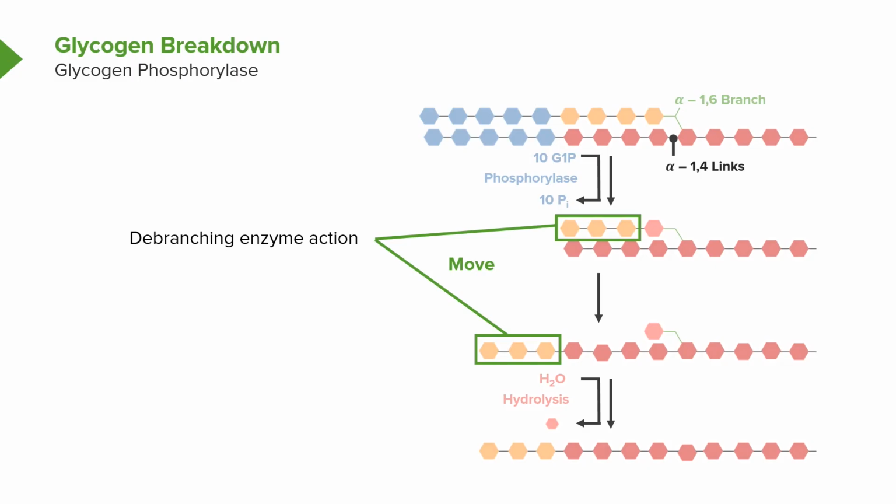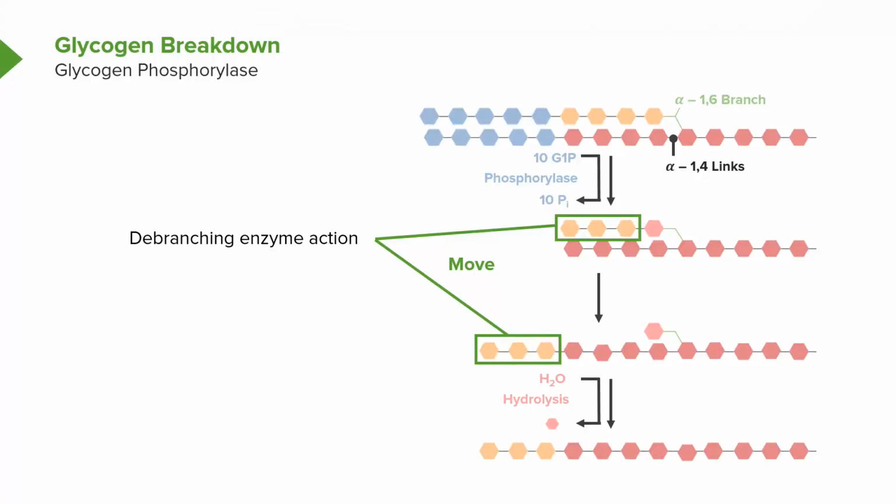Debranching enzyme takes the 3 yellow residues that you see in the square and transfers them down to the chain below. So because glycogen phosphorylase can only work within about 4 units of a branch, this debranching enzyme plays the important role of rearranging the molecule so the glycogen phosphorylase will have additional substrates to work on.